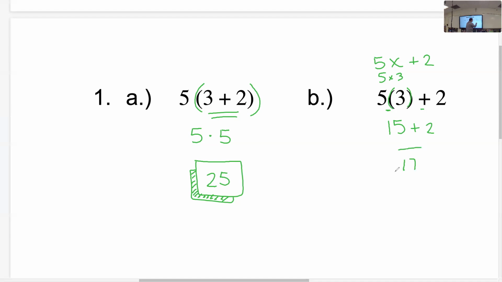So again, one thing for you guys to see as I'm going over this, everything's the same. They both have a plus. They both have a set of parentheses. They both have the same 3 numbers, 5, 3, and 2. Here, they wanted us to do the multiplication first. Here, we do the addition first. Two different answers, little things make a difference.